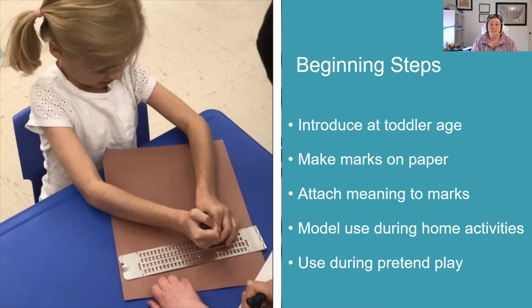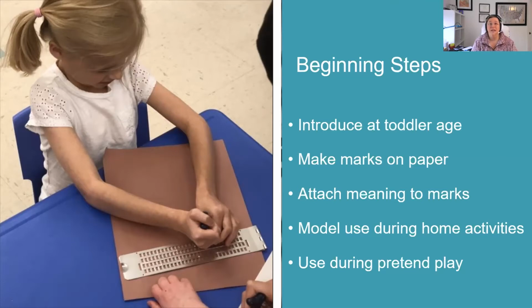Give one to parents to model use at home. At a toddler age, even the parent themselves doesn't even need to model perfect braille or even really good actual letters. It's just the idea that writing has meaning. Make sure that young children have a slate and stylus available for pretend play, to make their own grocery shopping list, or to write a letter to a friend.